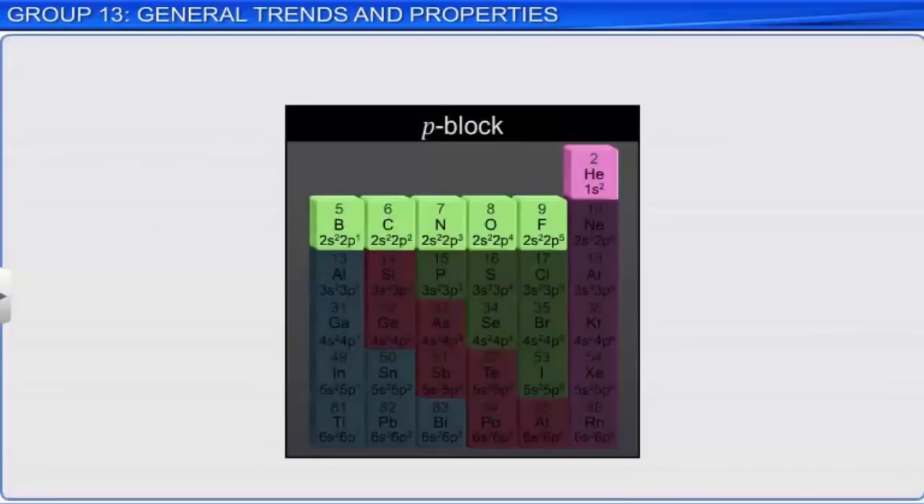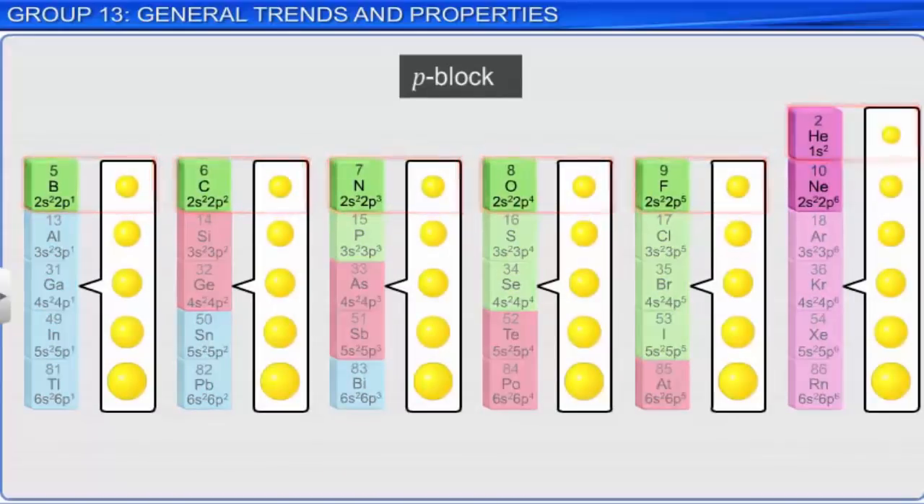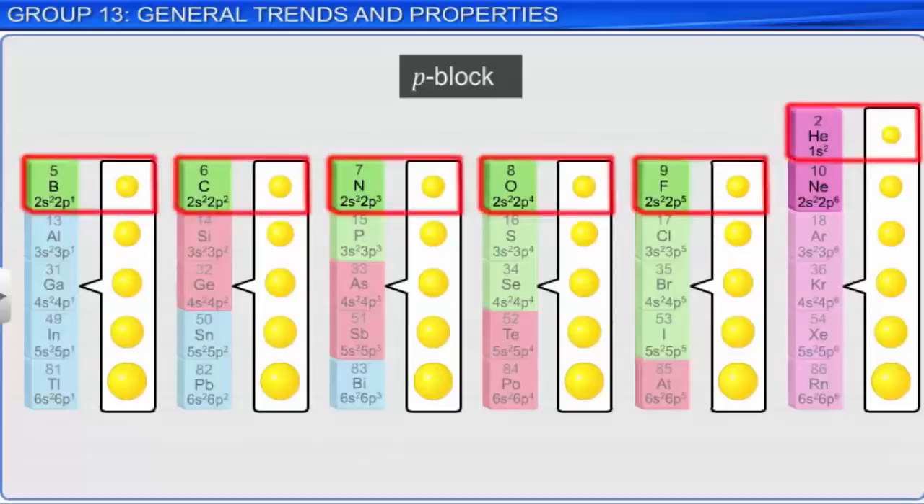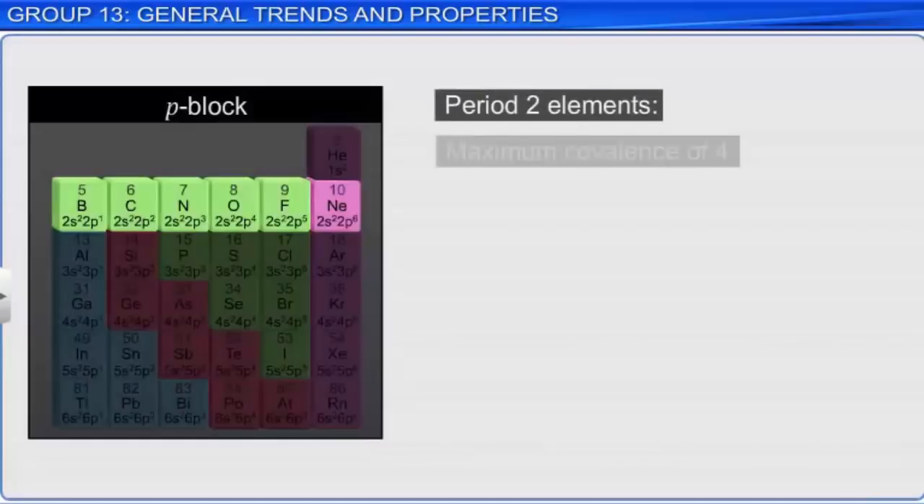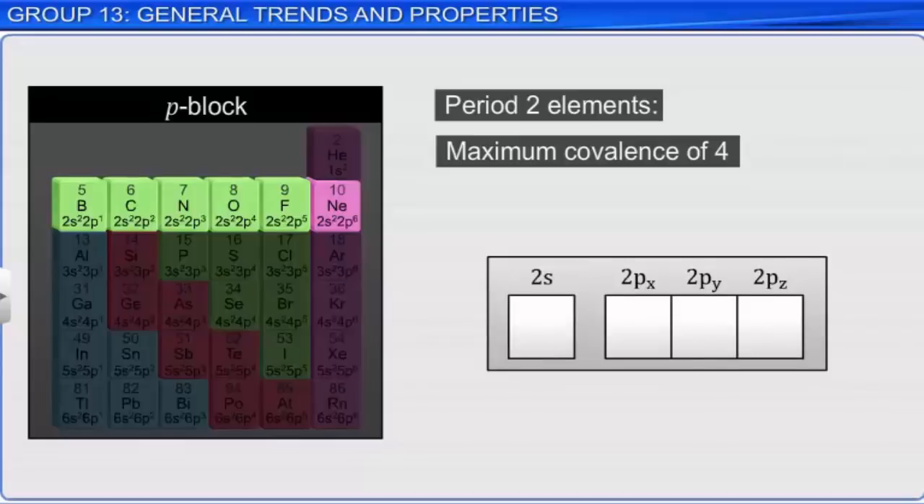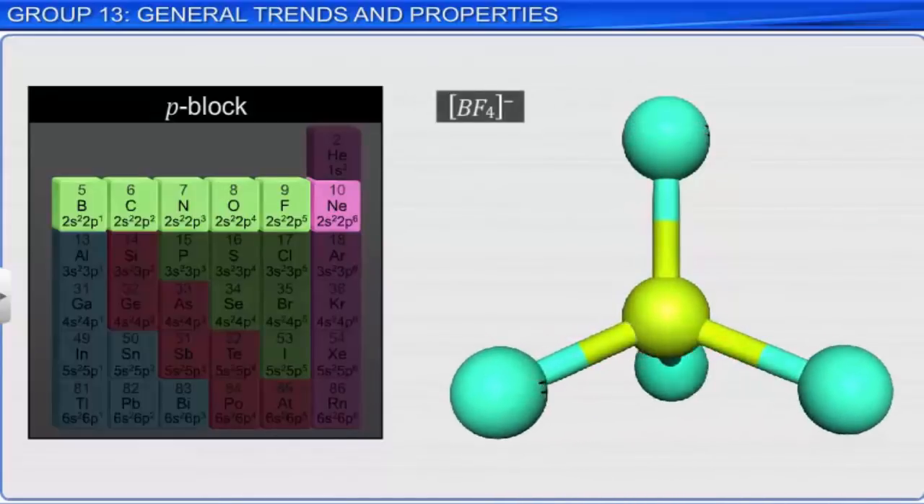The first member of each family in the p block, that would be boron, carbon, nitrogen, oxygen, fluorine, and helium, have the smallest atomic radius in their respective families. Each of these exhibits some anomalous behavior as a result. For example, the elements in period 2 have a maximum covalence of 4. They never exceed 8 electrons because they can only use their 2s and 2p orbitals in bonding. For example, boron can form the complex ion BF4-.